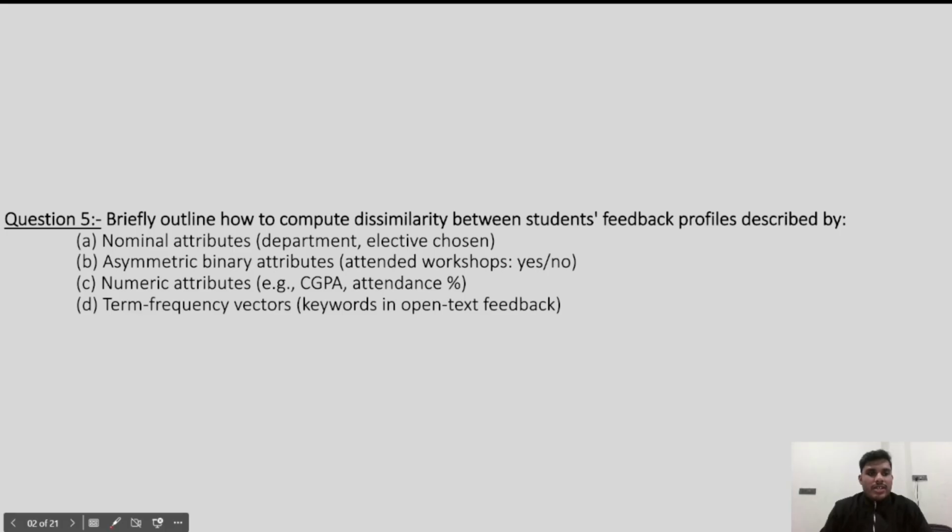Question number 5. Briefly outline how to compute dissimilarity between students' feedback profiles described by nominal attributes, asymmetric binary attributes, numeric attributes, term frequency vectors.